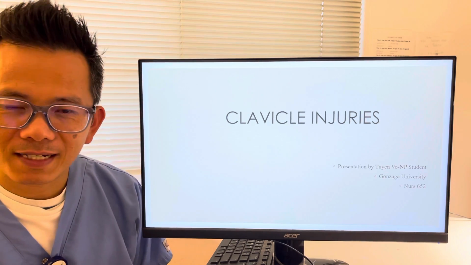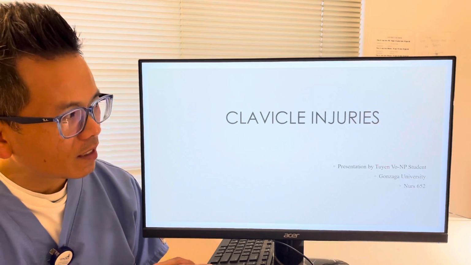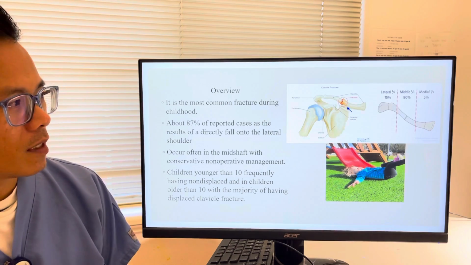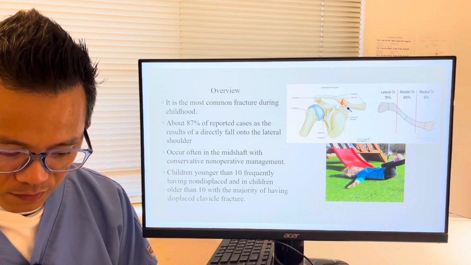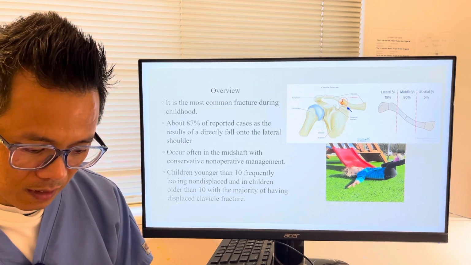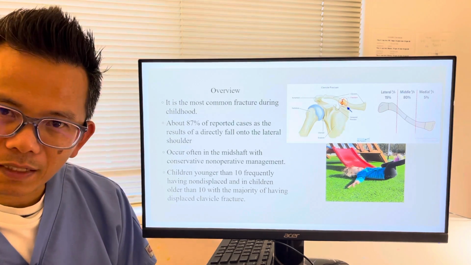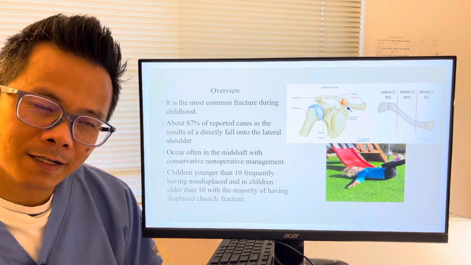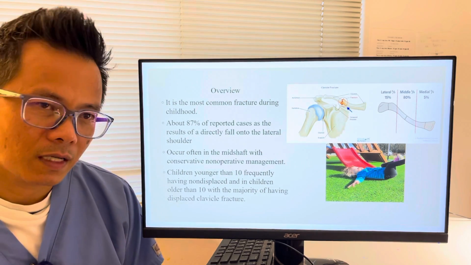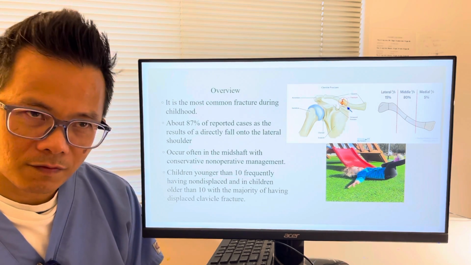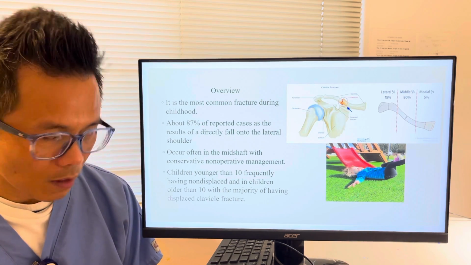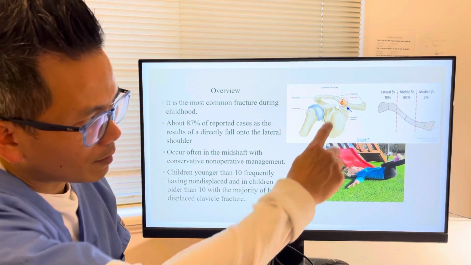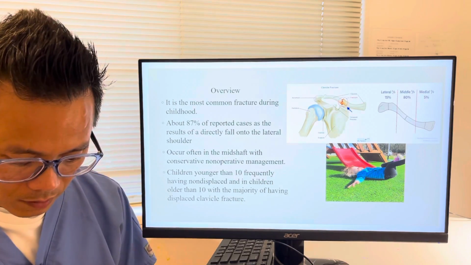Today we go over clavicle injury in children. So let's go over an overview of clavicle injury. It's very common to occur in children. 87% result directly from a fall, or from contact sports. They can fall at the playground, and the fractures often happen in the mid-shaft of the clavicle.